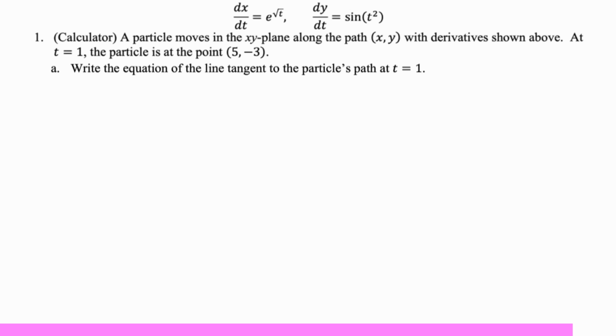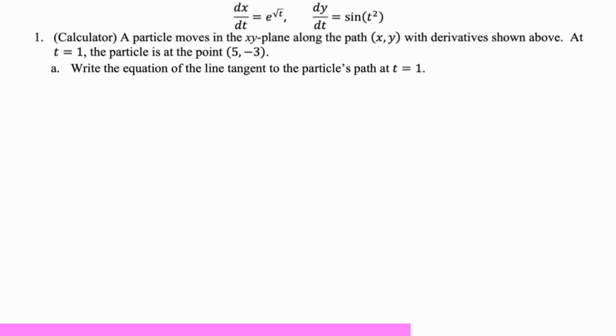A particle moves in the xy plane along the path xy with derivative shown above. At t equals 1, the particle is at the point 5, negative 3. All right, so dx dt is e to the square root of t, and dy dt is sine of t squared. So we will not be integrating those by hand. A, write the equation line tangent to the particle's path at t equals 1.